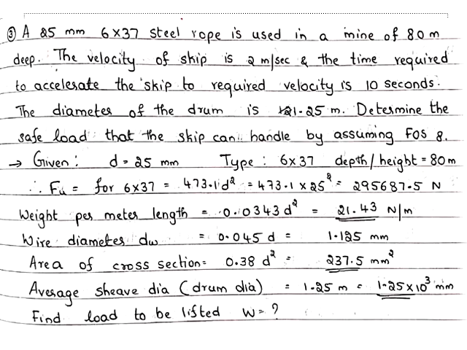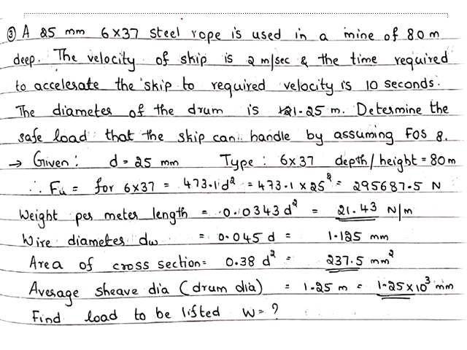One last problem. A 25 mm 6 into 37 steel rope is used in a mine of 80 meter deep. Velocity of skip is 2 meter per second. Time required to accelerate the skip to required velocity is 10 seconds. Diameter of drum is 1.25 meter. Determine the safe load that the skip can handle by assuming factor of safety 8.